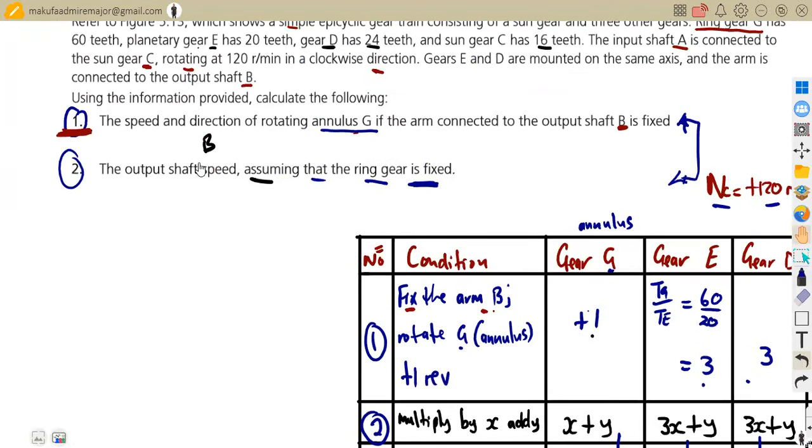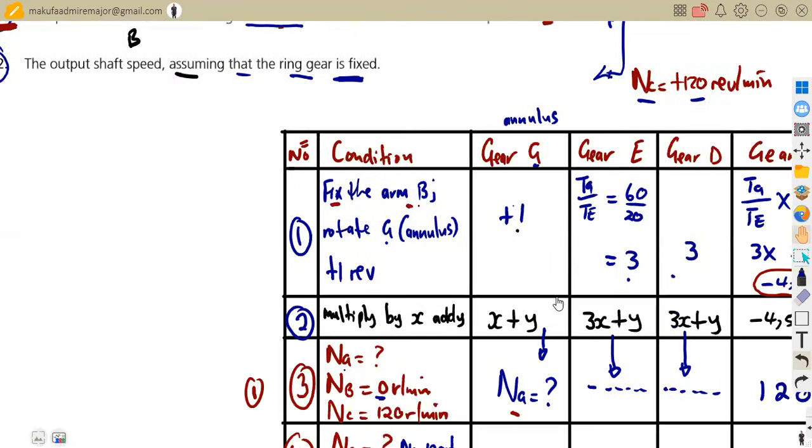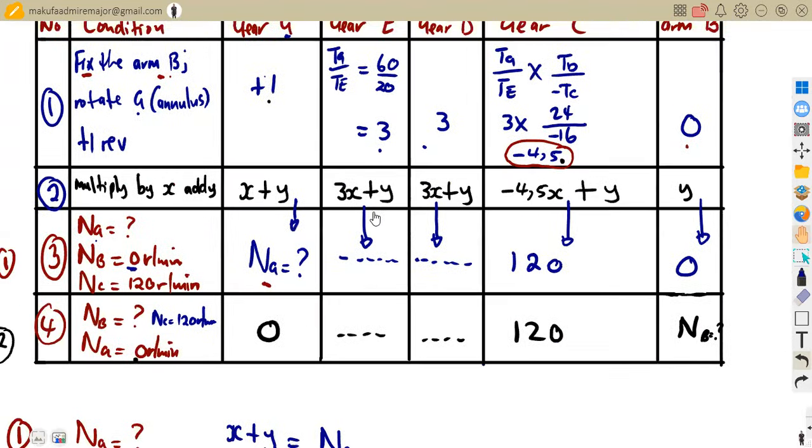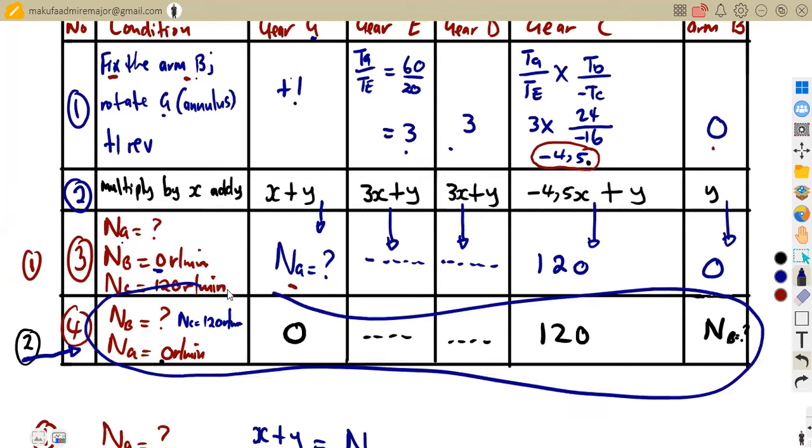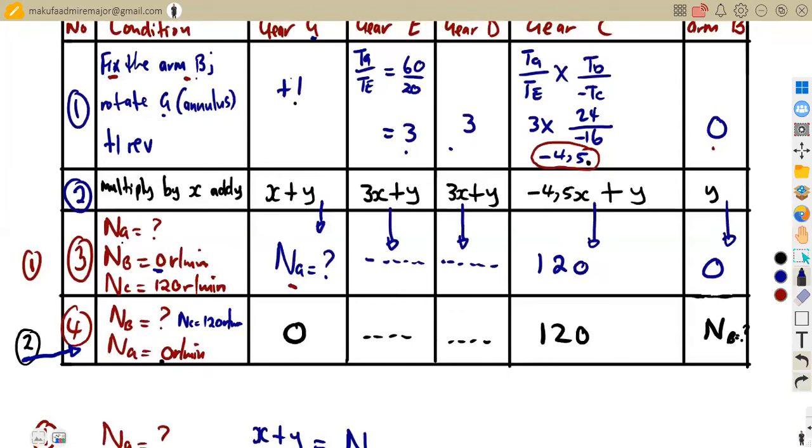Question 2, to calculate the output shaft of B: we use the information that we related to question 2. Remember, this was the information about question 2, this one. This is the information that you are going to relate to now. So what are we saying? We are saying this x plus y is now equal, we are equating to the information that corresponds to question 2.